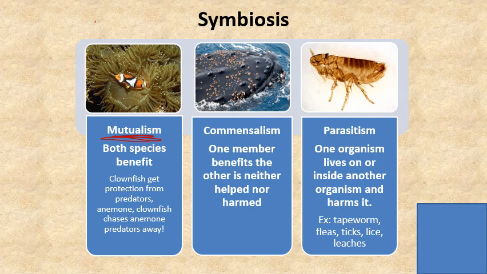So the clownfish here is getting a home. The sea anemone has stinging nettles, and so other fish and predators do not want to get near there. They will get hurt by that sea anemone. Now the sea anemone out of this relationship is going to get a cleaner, essentially.